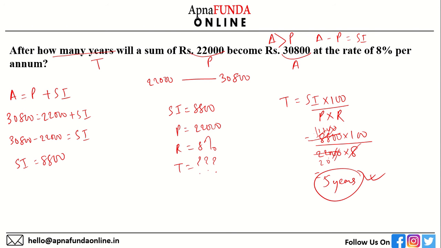So my answer is 5 years. So after 5 years, the sum of 22,000 will become 30,800 at the rate of 8% per annum. I hope you have followed. This is a good question. I'm sure you have solved along with me, and this is the answer that you will also get.